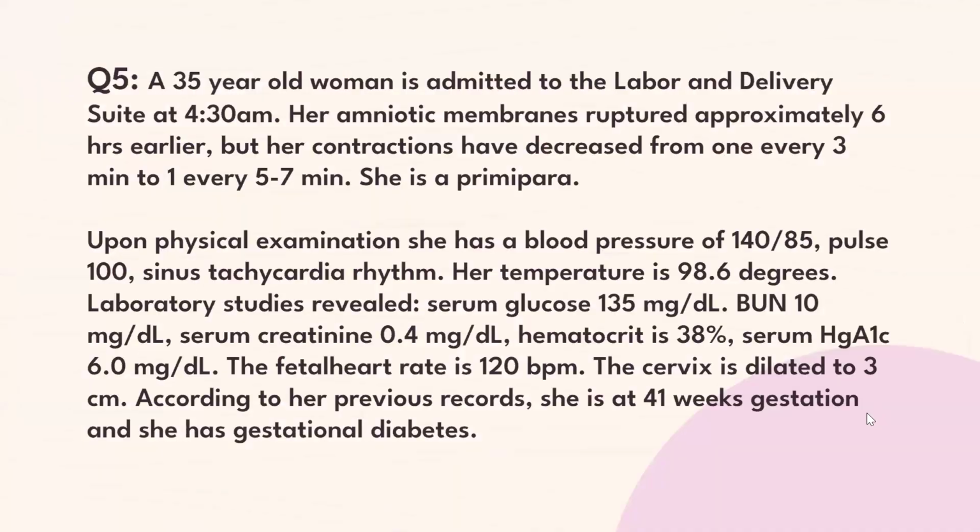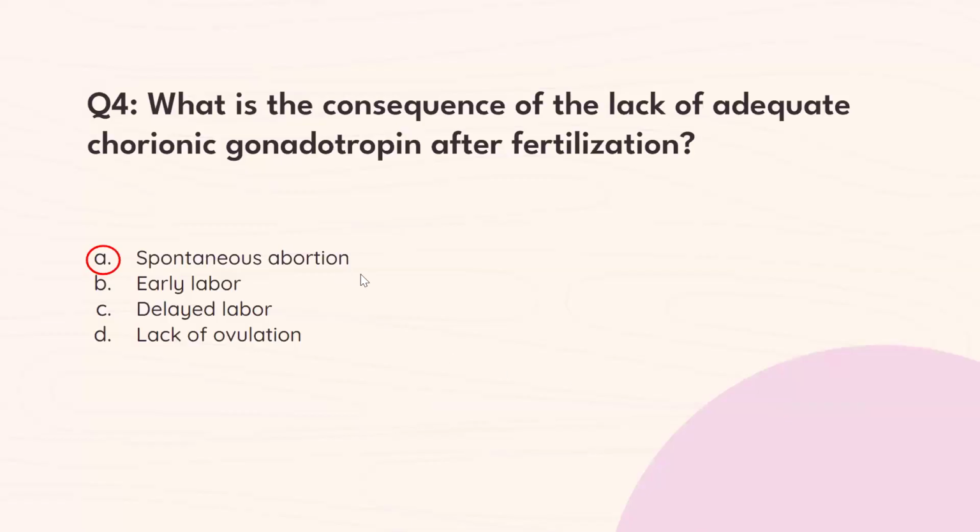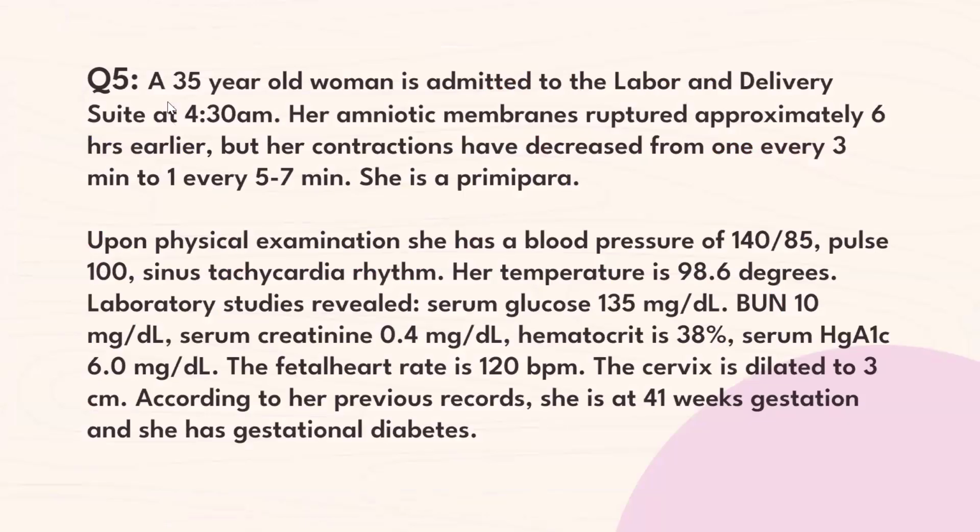So yeah, that is why abortion wouldn't occur. A 35-year-old woman is admitted to the labor and delivery suite at 4:30 a.m. Her amniotic membranes rupture approximately 6 hours earlier, but her contractions have decreased from 1 in 3 minutes to 1 every 5 to 7 minutes. She is primipara. Primipara means that this is her first child.